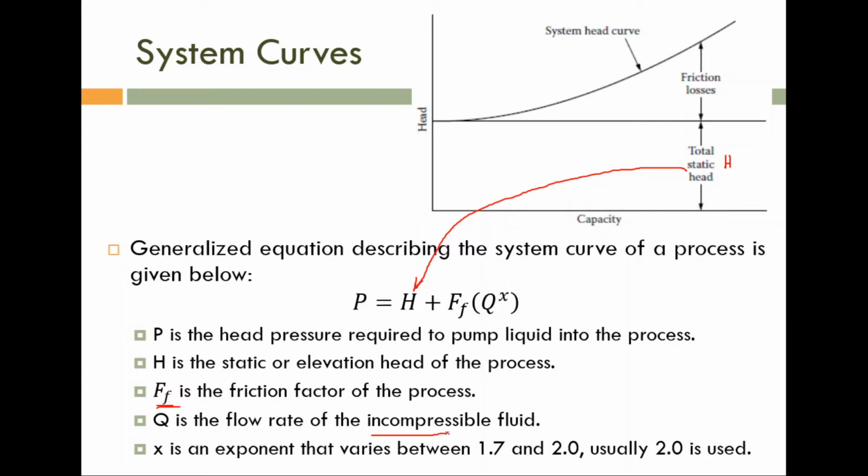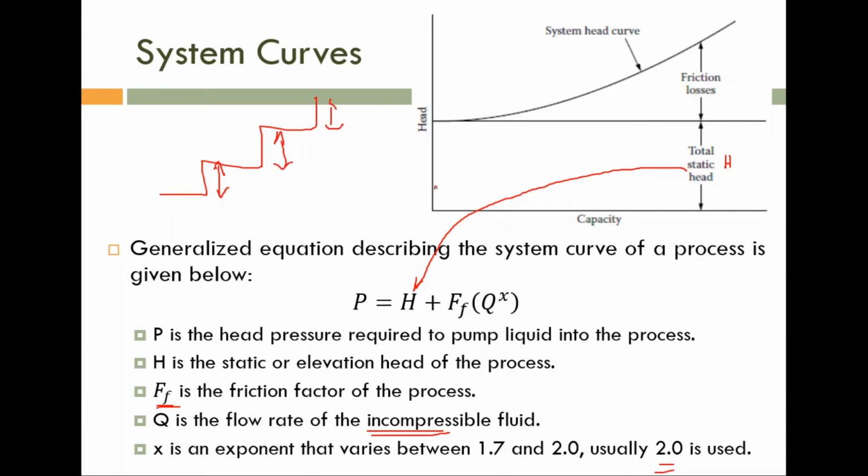We are assuming that the fluid is an incompressible fluid. So q is the flow rate of the incompressible fluid, and x is the exponent factor that normally varies between 1.7 and 2. For our discussion, we are assuming it as 2. Actually, it varies from 1.7 to 2. Please note, this H is the total static head. If the pipeline is like this one, then here we have one static head, here we have another static head, and here we have another static head.